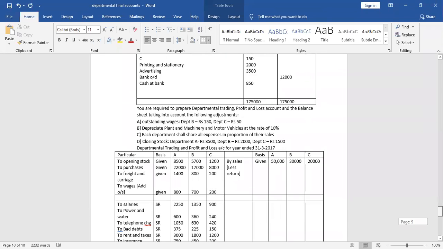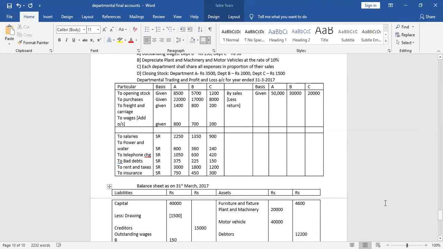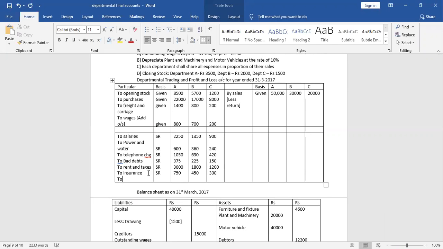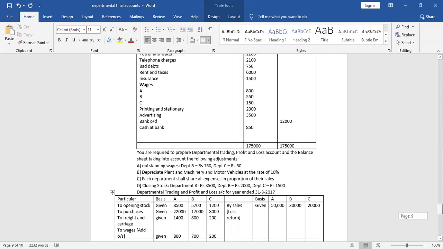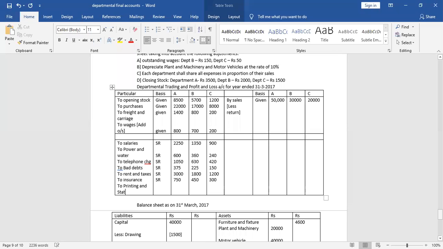Now next one, we have plant and machinery 2000. Hey, one minute. What was it? Printing and stationery. I am sorry, my mistake. Printing and stationery 2000.